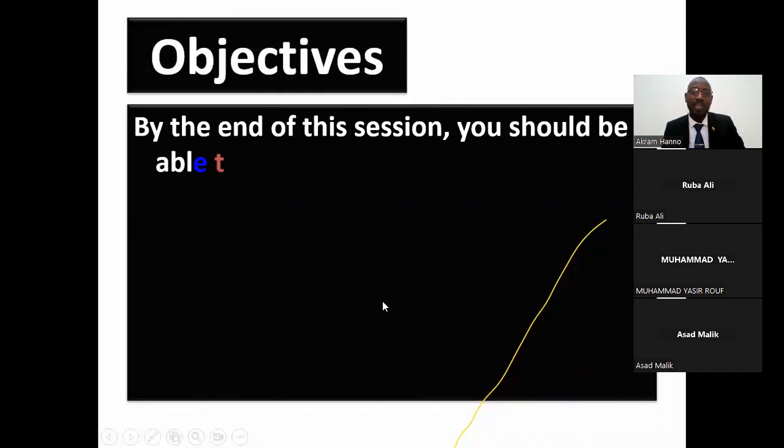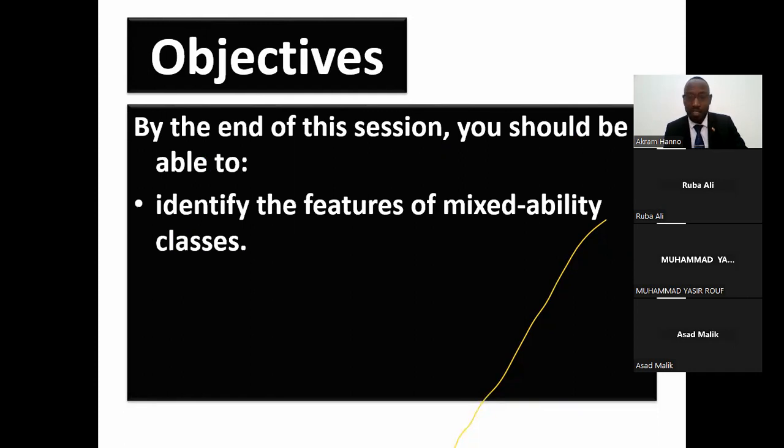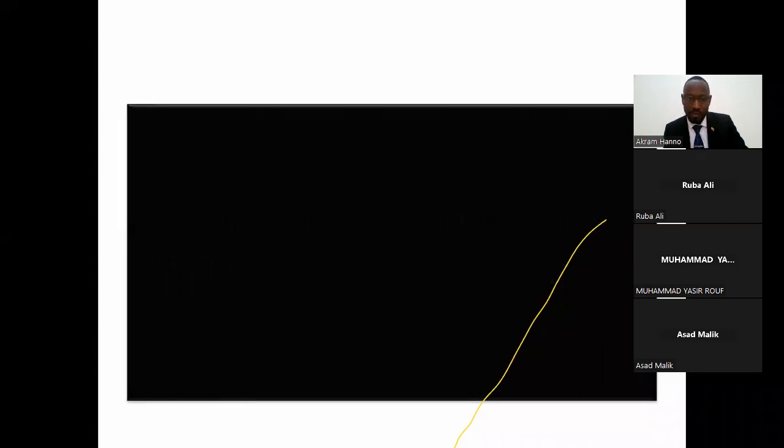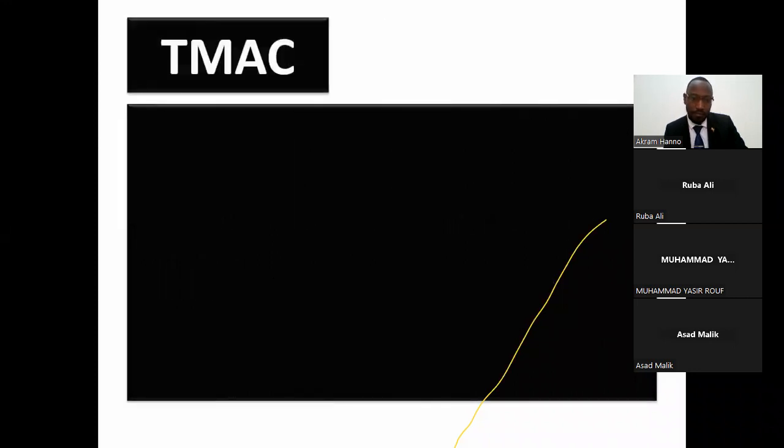So here are the objectives. By the end of this session, we should be able to master the following. The first thing is identifying the features of mixed ability classes. Second, identify at least one method of instruction that can suit mixed ability classes. So this is TMAC, teaching mixed ability classes.